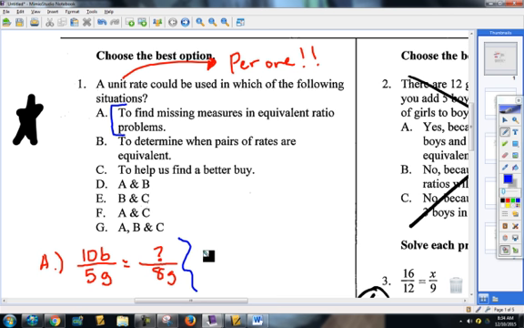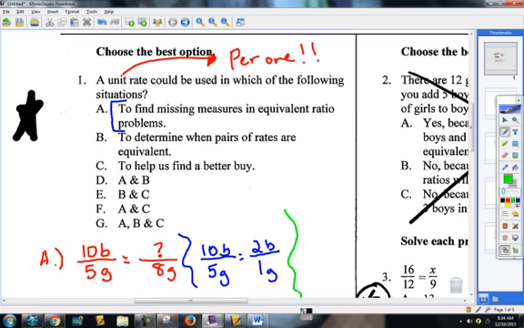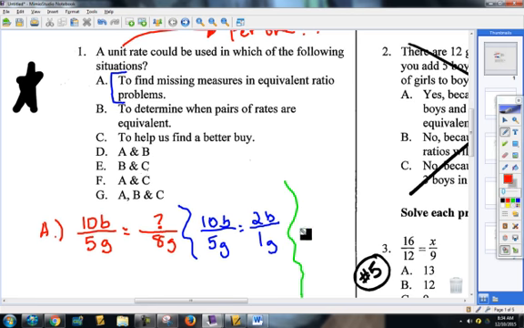So, I'm going to write this again. 10 boys. But what should I do here? Now, I'm going to find the unit rate. How many boys would that be per girl? 2 boys. Now, this is where I would have done this little thing. This is no different than use unit rate to solve. And then I would take the unit rate, 2 boys per girl, and I'd say, okay, well, what if I had 8 girls? Times 8, times 8, 16. Guys, did I just use unit rate to find missing measures in an equivalent ratio? Yes, I did. Okay, that's exactly what I'm talking about.